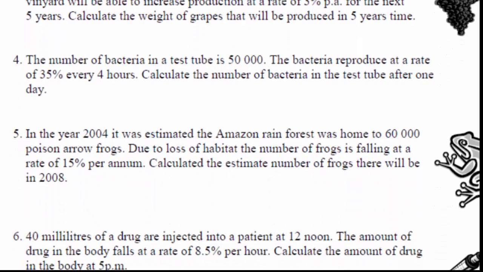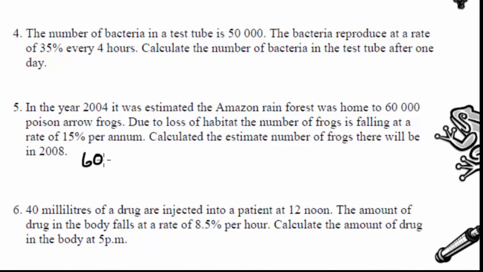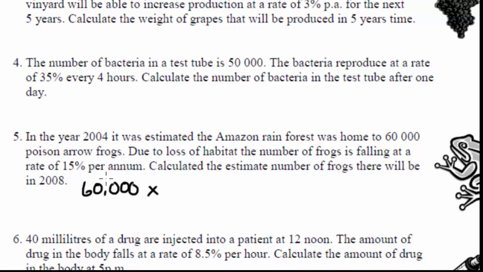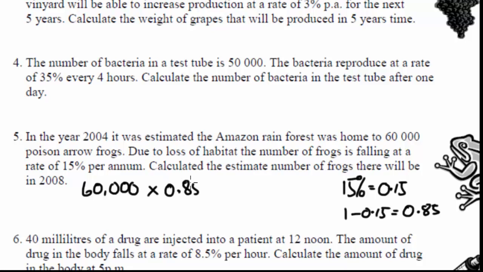Now, the other type of question you could get is if it's a loss. So here's the wee frogs. We've got 60,000 frogs, and it's a loss of 15% per annum. So we go times. Now the multiplier, if you multiply any number by a number bigger than 1, you end up with a bigger value, obviously. So this one's just the opposite. Remember your 15% is the equivalent of 0.15 in decimal. So we take that away from 1, which gives you 0.85, and that's what we're going to times. So the multiplier is 0.85. That's equivalent to 85%, and it's going to be from 2004 up to 2008, so 2004, 2005, 2006, 2007, 2008, so that's 5 years.